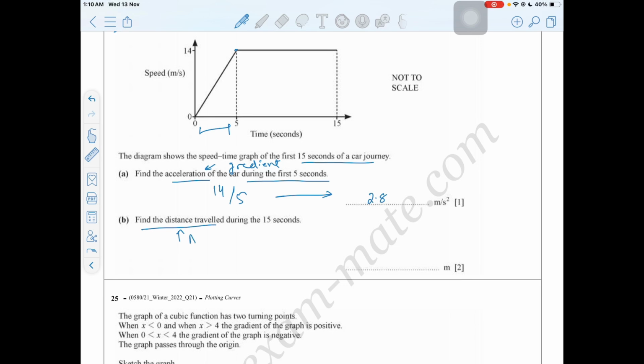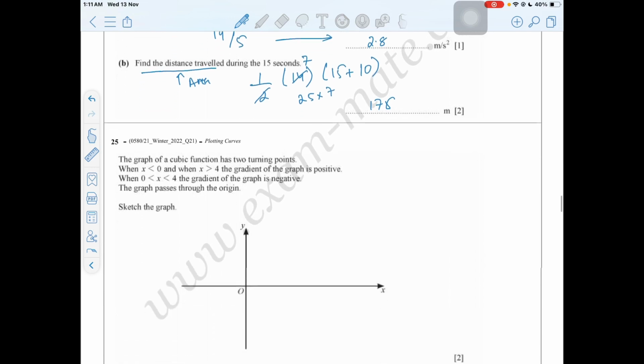Here we need to find the distance traveled. For distance traveled, we need the area under the line, and the area under the line is basically a trapezium. So we'll be using the area of trapezium formula. We have our height as 14 and the sum of parallel sides as 15 and 10, so this would be 1 over 2 times 25 multiplied by 14, which is 7. 25 multiplied by 7 is 175, I guess.